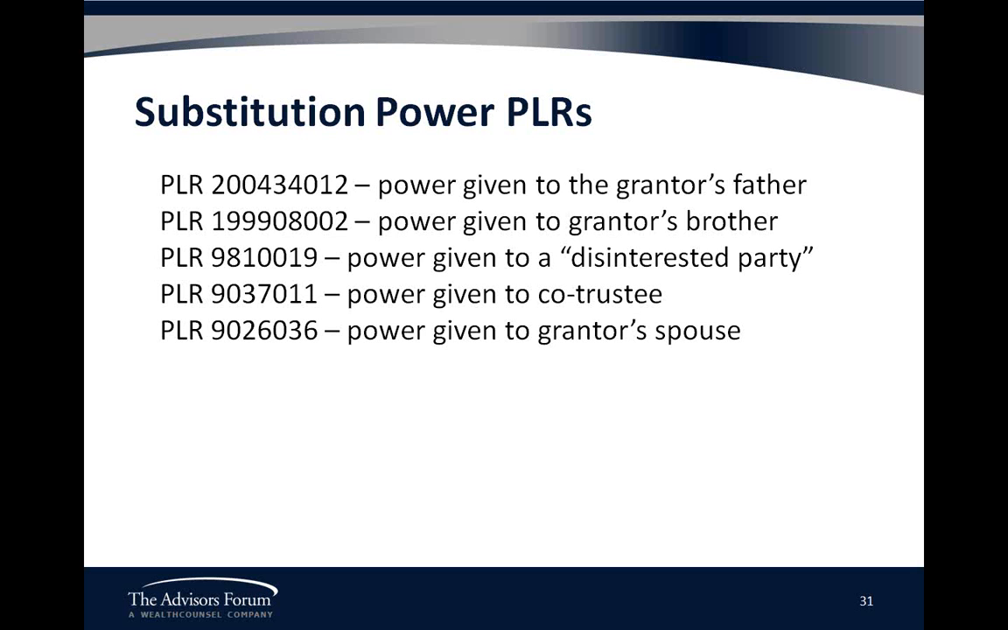Here are a few private letter rulings if you want to just see the variations on the theme. Again, we can just read them here. The grantor's father had the power, the brother, it could have been given to a disinterested party, the power was given to a co-trustee, the power was given to the spouse. Although I haven't read 9037 lately, I'm not quite sure how that one happened. If it's a co-trustee, how can it not be in a fiduciary capacity? And this is all fact-driven anyway, because the IRS won't rule on whether a trust is a grantor trust anymore.